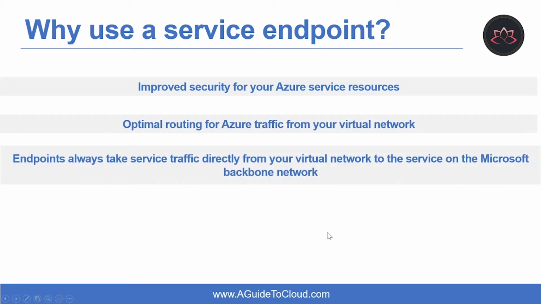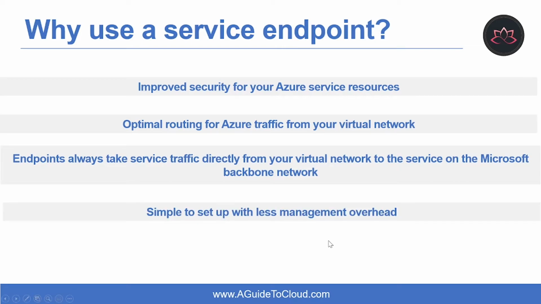Another reason is endpoints always take service traffic directly from your virtual network to the service on the Microsoft Azure backbone network. Keeping traffic on the Azure backbone network allows you to continue auditing and monitoring outbound internet traffic from your virtual networks through force tunneling without impacting service traffic.